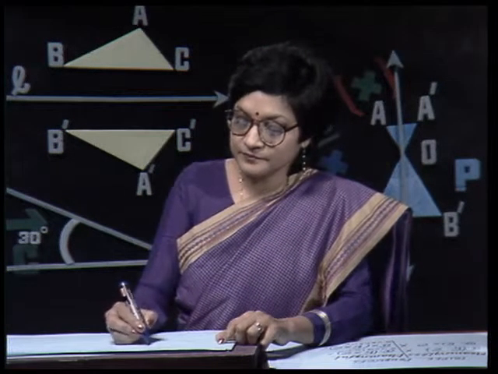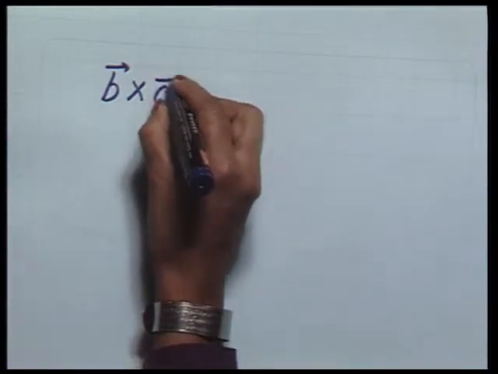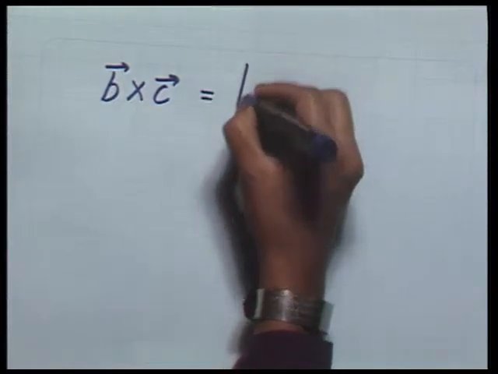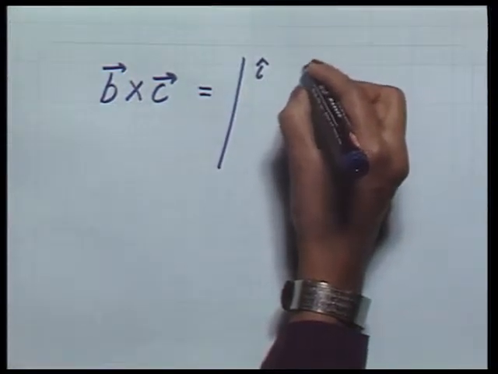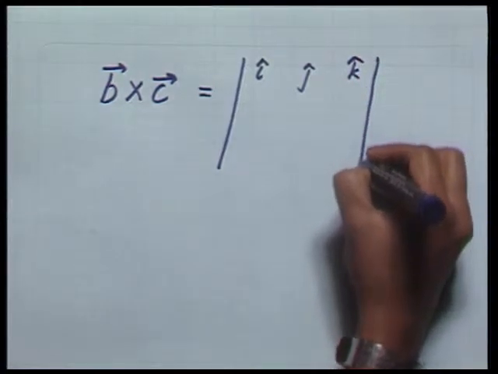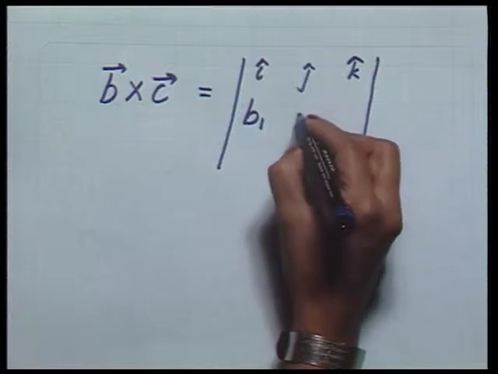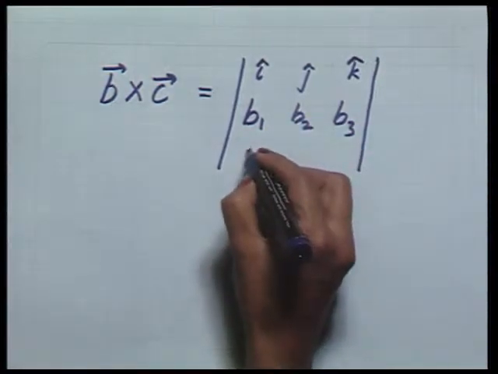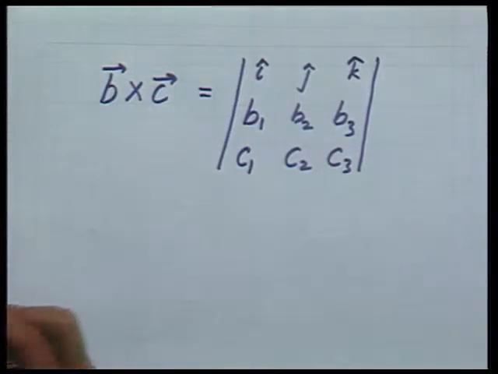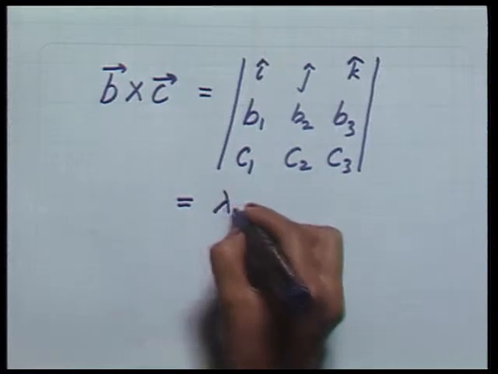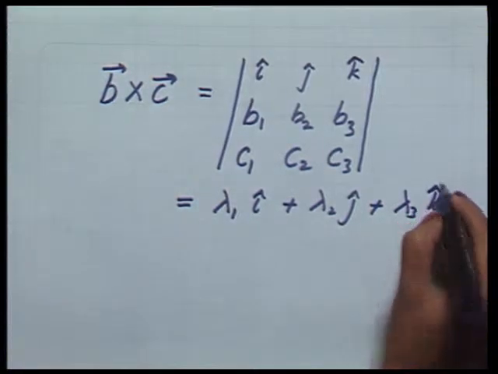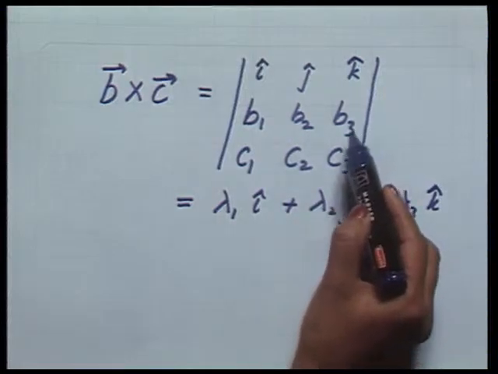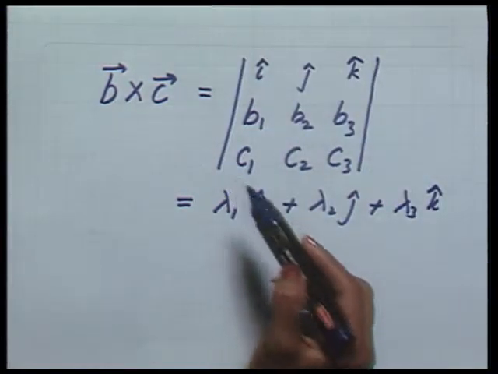Basically, we consider B cross C first, and we do know from the component formula for cross product that B cross C is given by the determinant I, J, K, B1, B2, B3, C1, C2, C3. Right? So this would work out to be something like lambda 1 into I plus lambda 2 into J plus lambda 3 K, where lambda 1 is B2 C3 minus B3 C2, etc. You already know how to calculate the determinant.